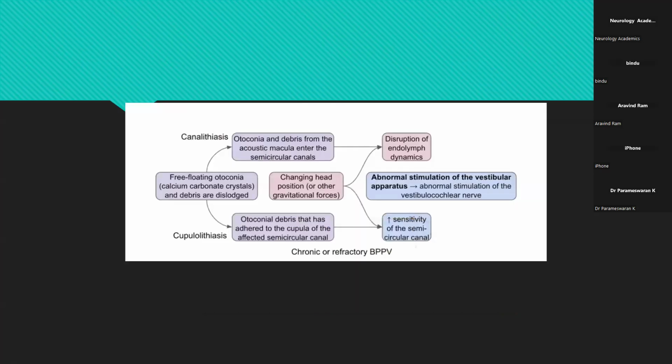However, there is another mechanism. The mechanism that I had described now is called canalithiasis. However, there is another mechanism called cupulolithiasis, where the otoconial debris that I had mentioned adheres to the cupula of the affected semicircular canal, which is a structure already present in the ampulla crista of the semicircular canal, where these debris go and attach to it and cause abnormal firing. The inevitable consequence of this is abnormal stimulation of the vestibular apparatus, and that will cause abnormal stimulation of the vestibulocochlear nerve.